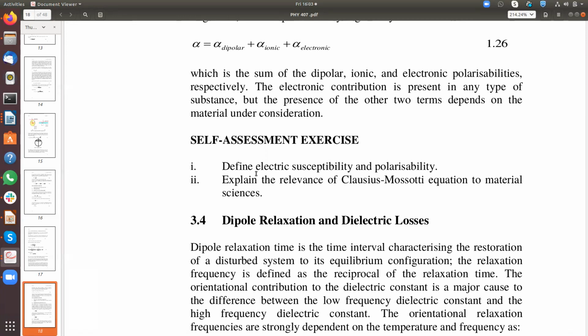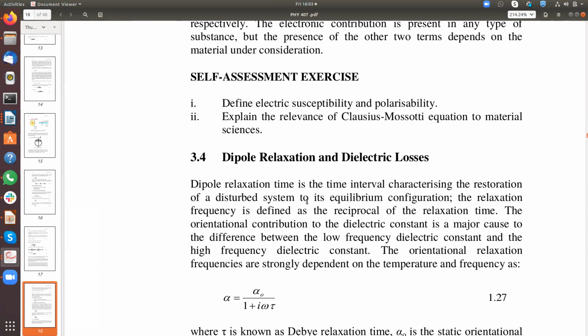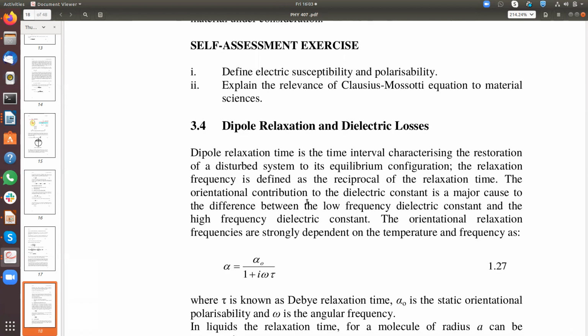We move to the next topic, which is dipole relaxation and dielectric losses. If you have any question, you can ask me at this point before I proceed further. Okay, fine. Dipole relaxation time is the time interval characterizing the restoration of a disturbed system to its equilibrium configuration. The relaxation frequency is defined as the reciprocal of relaxation time. The orientational contribution to the dielectric constant is a major cause of the difference between the low frequency dielectric constant and the high frequency dielectric constant. The orientational relaxation frequencies are strongly dependent on temperature and frequency.